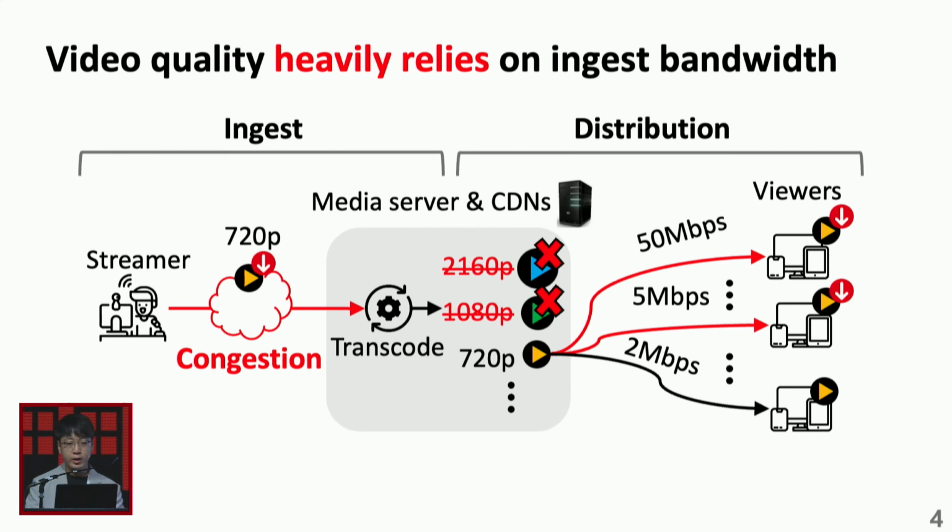However, there is a fundamental limitation that video quality is constrained by the network bandwidth between the streamer and the media server. So when the ingest path becomes congested, the entire downstream quality severely degrades, even if there is ample network bandwidth in the downstream paths.